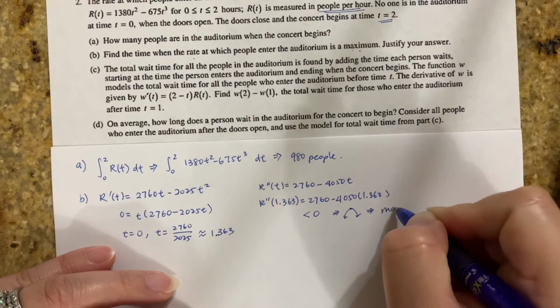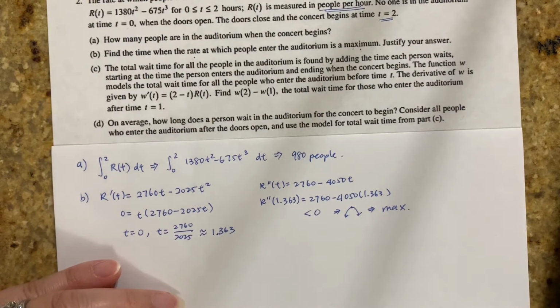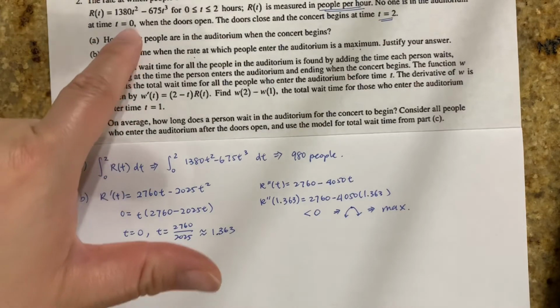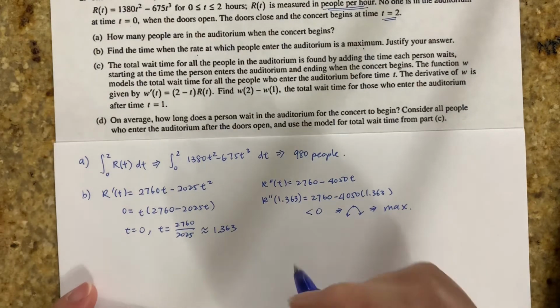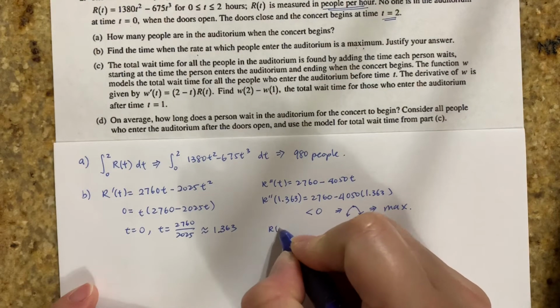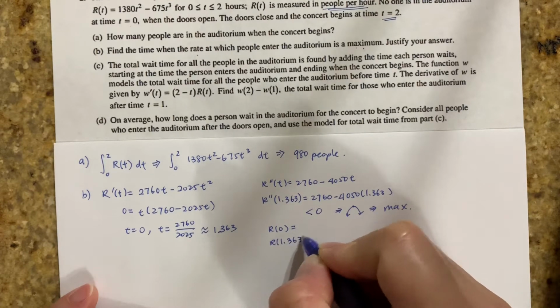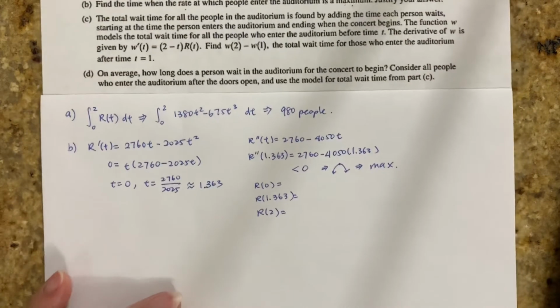Which means we truly have a maximum. Last but not least, because there is an endpoint at t equals 0 and an endpoint at t equals 2, you also have to check the endpoints to see if you truly have a maximum. So you want to check r of 0, r of 1.363, and r of 2. Our endpoints are 0 and 2.